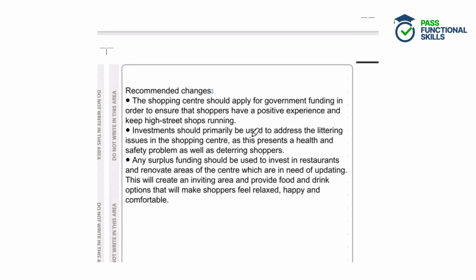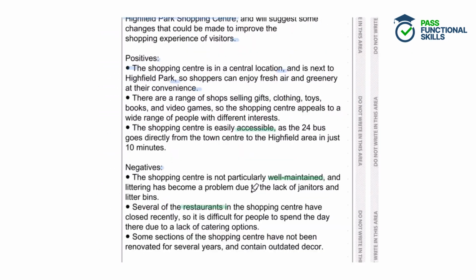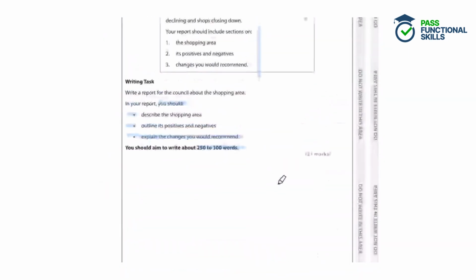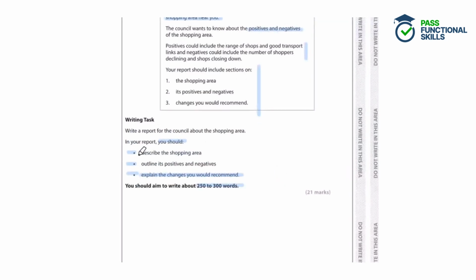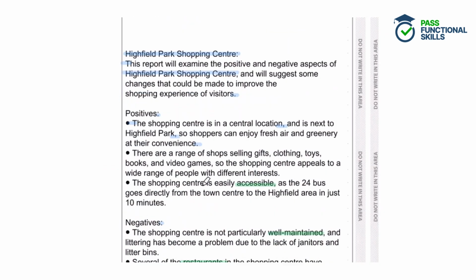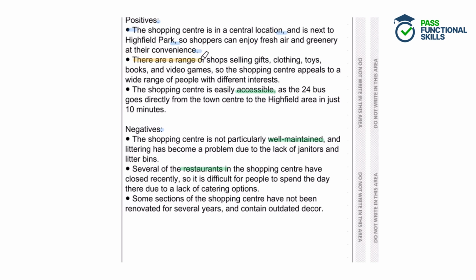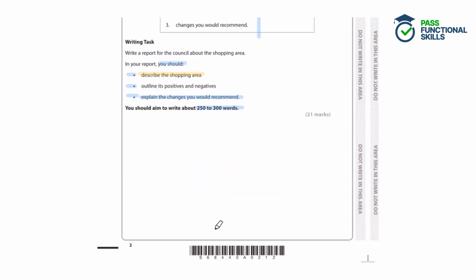The answer is also an appropriate detail and length. So when we're considering what details to include, we should always be referring to the question and looking at the bullet points here for ideas. So here we've described the shopping centre. They've said that there are a range of shops there, it's in a central location, it's easily accessible, it's not particularly well maintained, and several of the restaurants have closed. So we've given a description of the shopping centre there.